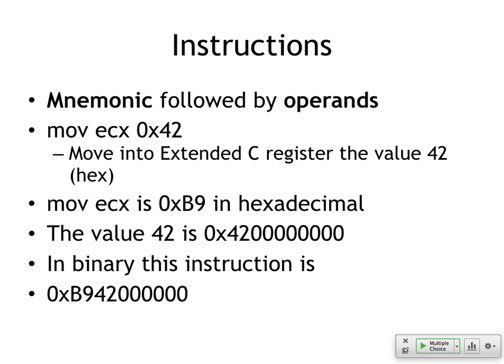So in binary, this is what this instruction looks like. B9 is the binary for move. And then here's the 42. And B9 is actually the hex for move into ECX. So this string of binary is the machine language. That is the human readable assembly language. Like I say, it's not very human readable, but it's a little better than trying to read this.